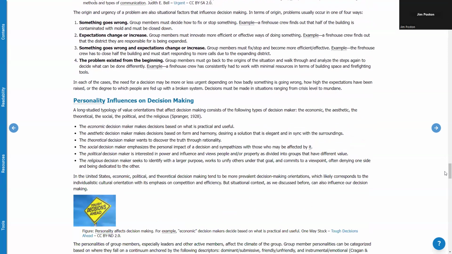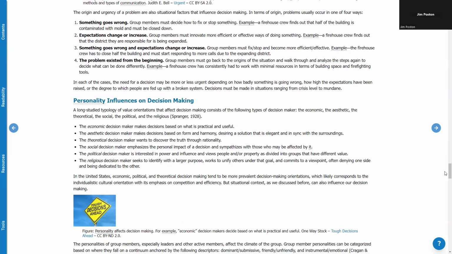The origin and urgency of a problem are also situational factors that influence decision making. In terms of origin, problems usually occur in one of four ways. Number one, something goes wrong. Group members must decide how to fix or stop something. Example, a firehouse crew finds out that half of the building is contaminated with mold and must be closed down. Number two, expectations change or increase. Group members must innovate more efficient or effective ways of doing something.